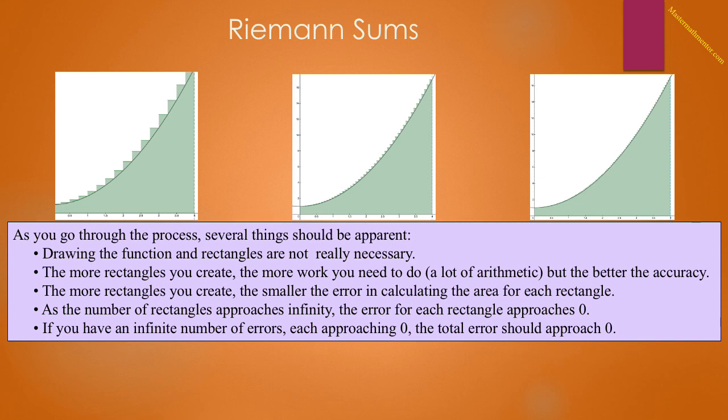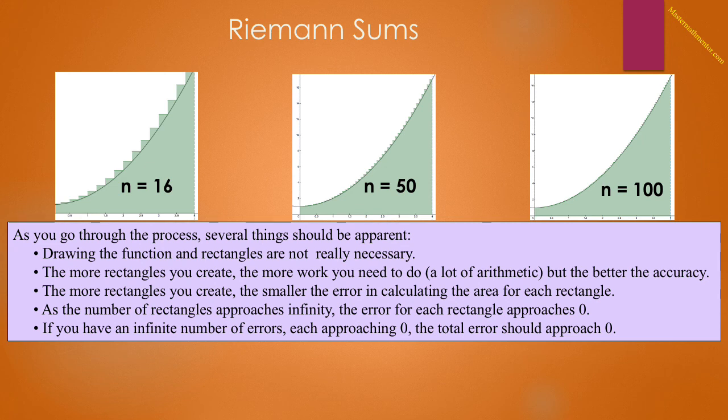You can see in the picture above where we created 16 rectangles, then 50, then 100. And notice that the greater the number of rectangles, it looks like we're actually calculating the area under the curve. However, we are really calculating the area of 100 rectangles.